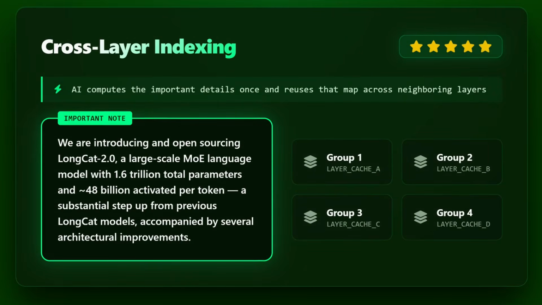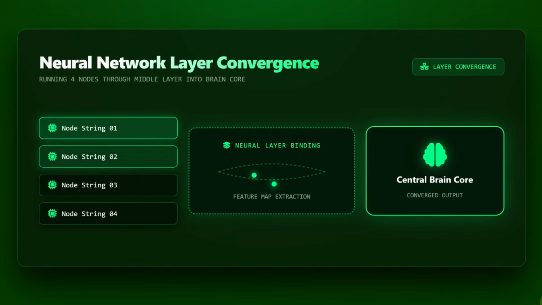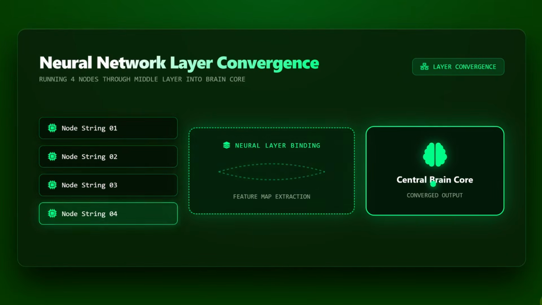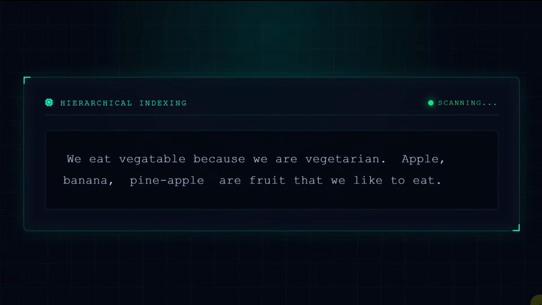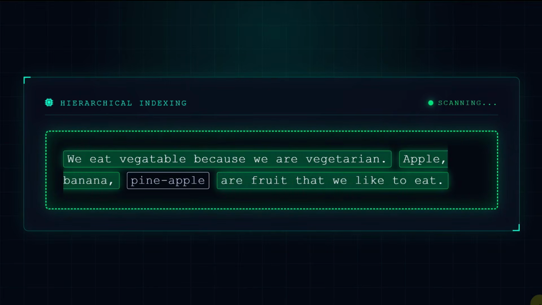Cross-layer indexing. Imagine taking great notes on chapter 1 and sharing those exact same notes across your other study groups. Instead of reanalyzing the text at every single layer of its brain, the AI computes the important details once and reuses that map across neighboring layers. Hierarchical indexing. This is like checking the table of contents before diving into a specific page. The model first scans big blocks of text to see if they are relevant, and only zooms into specific words inside the blocks that actually matter.